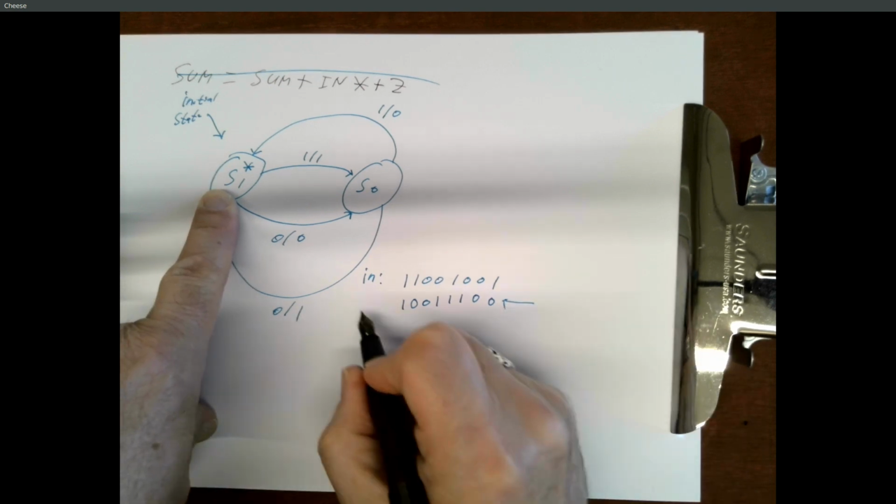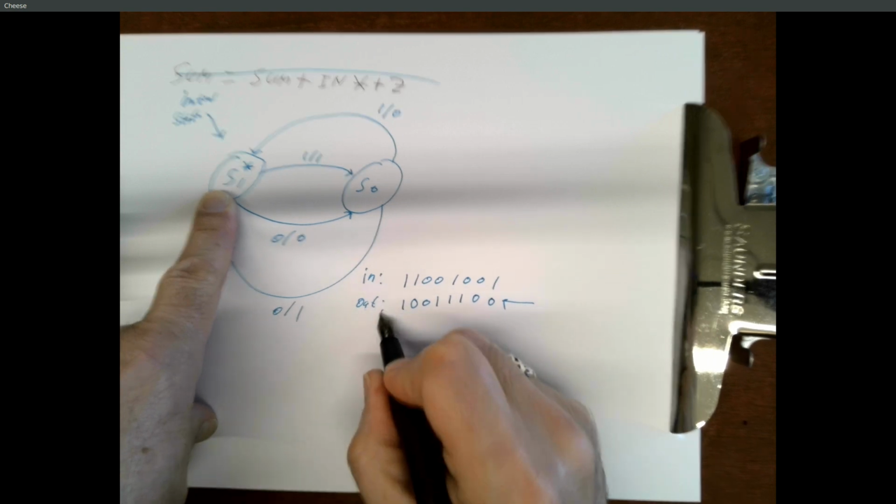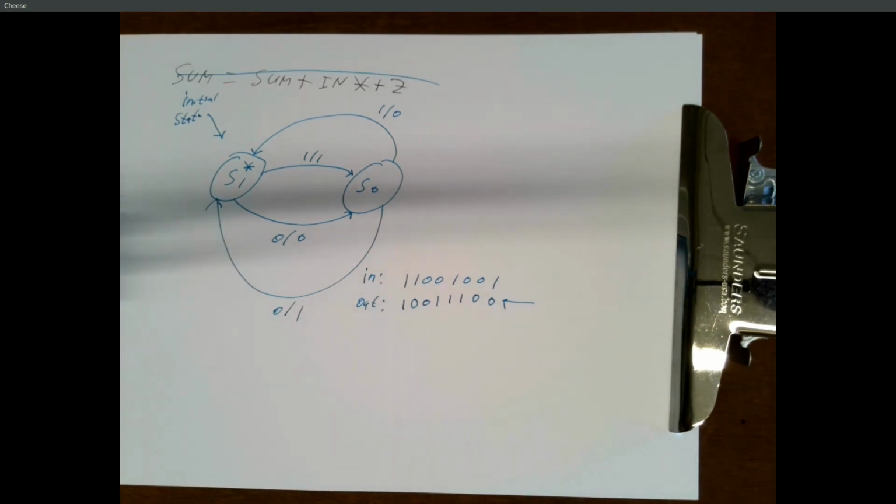So how does the output compare to the input? It's different. It's not obvious, right? Is it just shifted by one? I don't think so, because we got 3 ones here in the middle. But let's look at the state diagram. What is the state diagram doing?